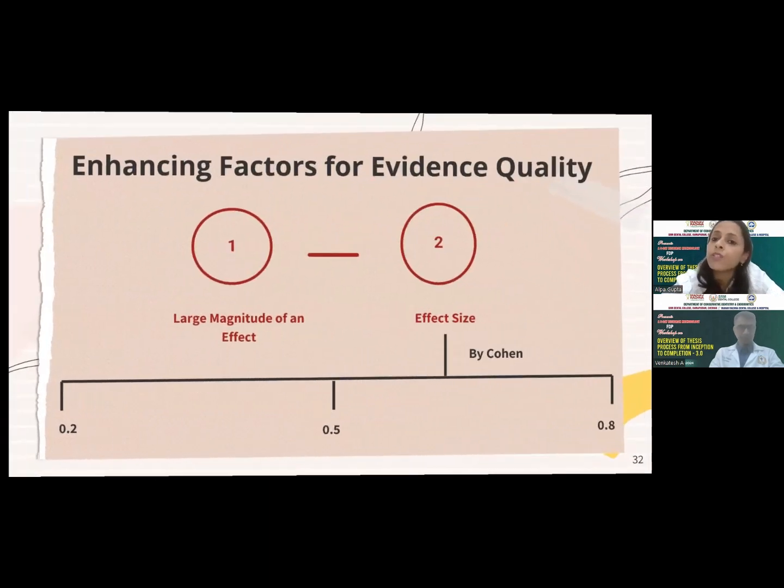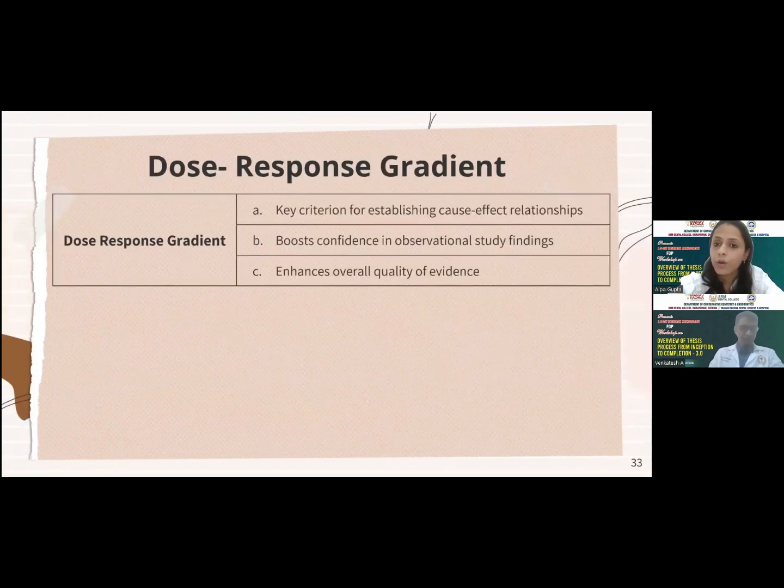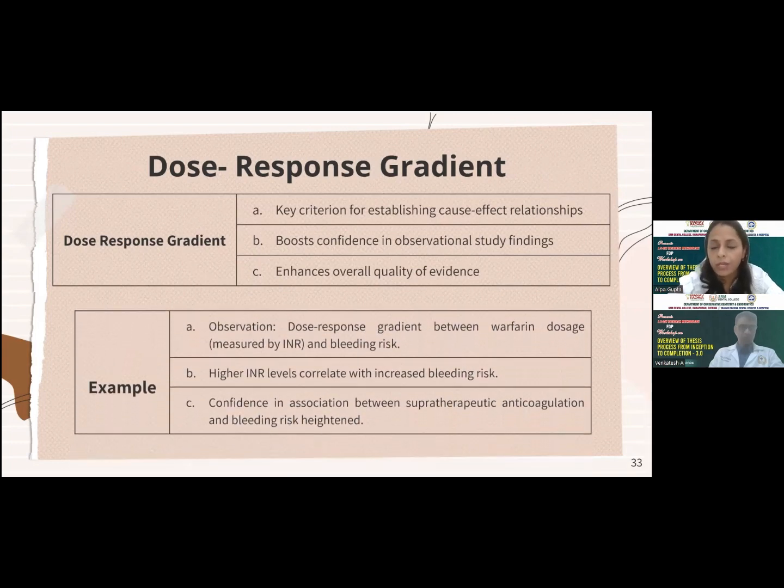Next, the factors which can enhance your quality of evidence. Number one is the large magnitude of your effect. The effect size is given by the Cohen's d value. 0.2 is a small effect size, 0.5 is moderate, and 0.8 is a large effect size. The larger the effect size, the magnitude of effect, the larger will be your chances for upgrading the estimate of the effect.